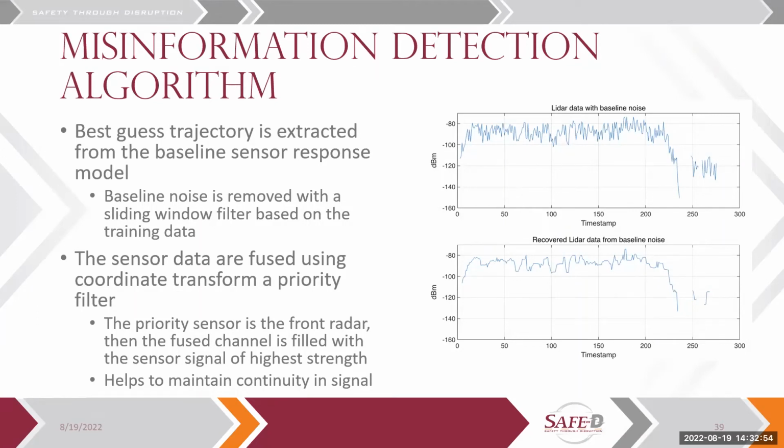The sensor data is then fused from the 7 different sensors using coordinate transform, and then a priority filter. Basically that filter is defaulting to the front radar. And then when that drops out, it is filled with the next highest strength signal within the sensors. This helps to maintain continuity within that signal and its response traits.